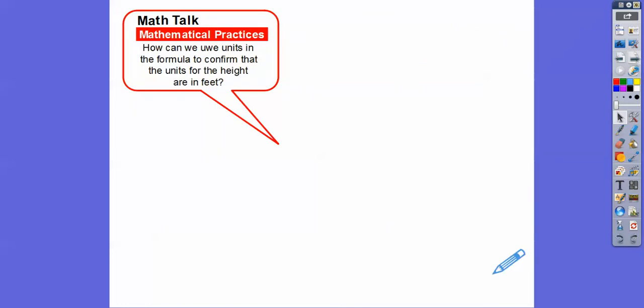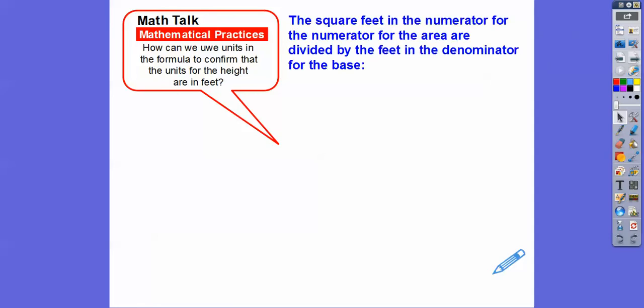So we use the units in the formula to confirm that the units for the height are in feet. Sorry about my misspelling. I can't correct that right now.